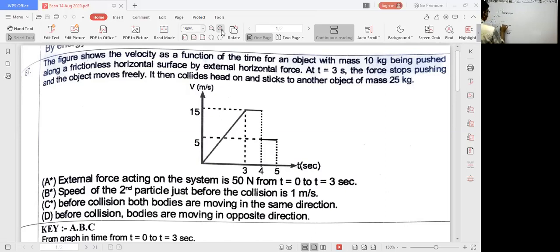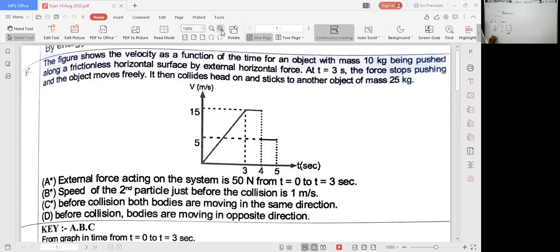So here exactly up to 3 seconds, the velocity varies linearly with the time, and from 3 to 4 seconds, the velocity remains constant, and from 4 to 5 seconds, again the velocity decreases, and that value is equal to 5 meter per second, that remains constant. It is given like this.